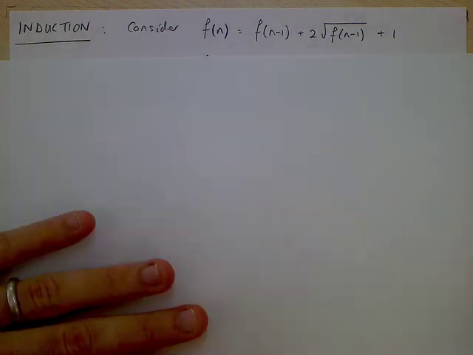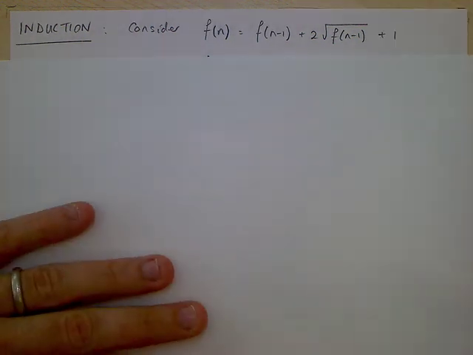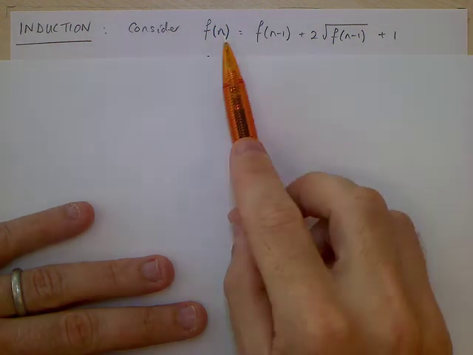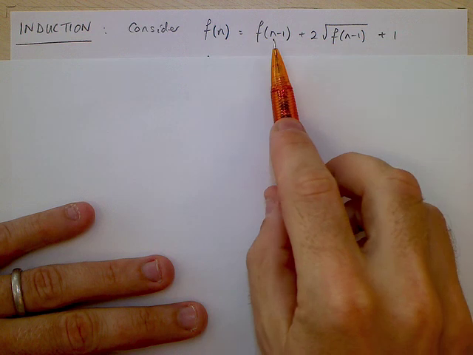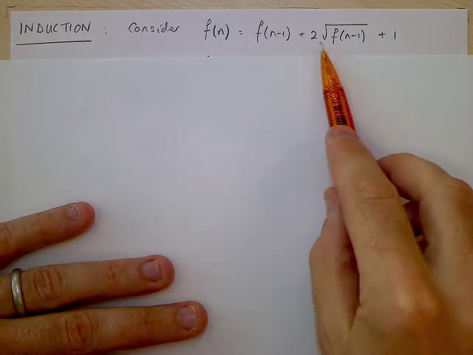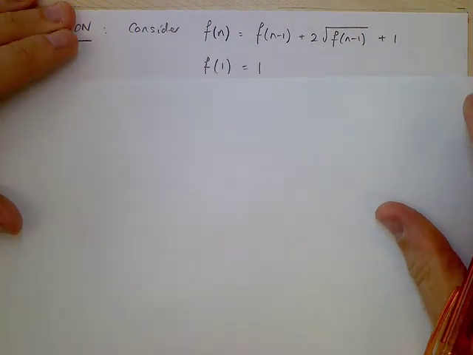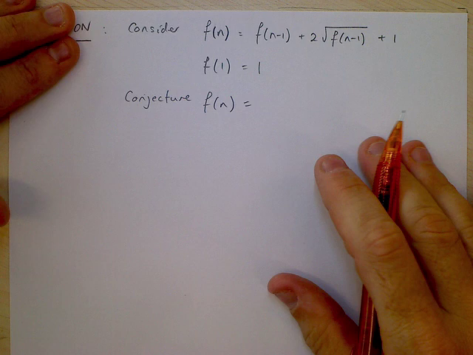Another induction question that I found. I'm going to ask you to consider a function defined by this. So a function for n depends upon the previous function. So a recursive definition of a function. So to start this going, I have to give you the value of f of 1.